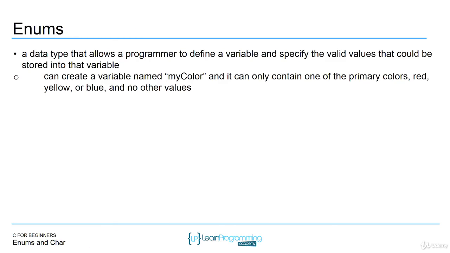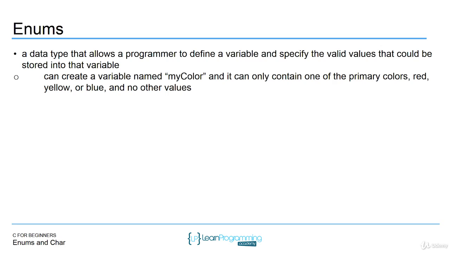So enums. Enums are a data type that allows the programmer to define a variable and specify the valid values that can be stored into that variable. So an enum is very powerful. It's actually specifying a data type. It is the keyword enum, but you can basically have your own data type that includes certain values only.